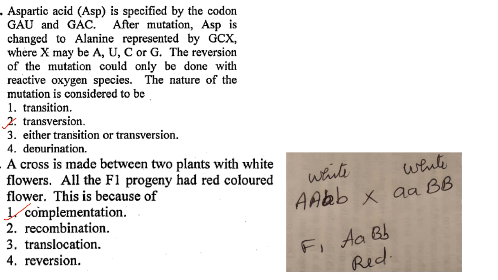Okay. A cross is made between two plants with white flowers. All the F1 progeny had red flowers. This is because of... So, this is the white flowered parent, capital A, small b, and small a, small b, small b. Now, in the F1, A and B come together and they complement each other to give rise to what is called the red flower. So this is an example of complementation. Answer is option 1.